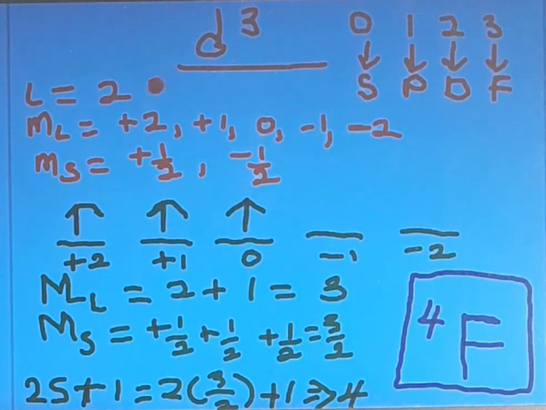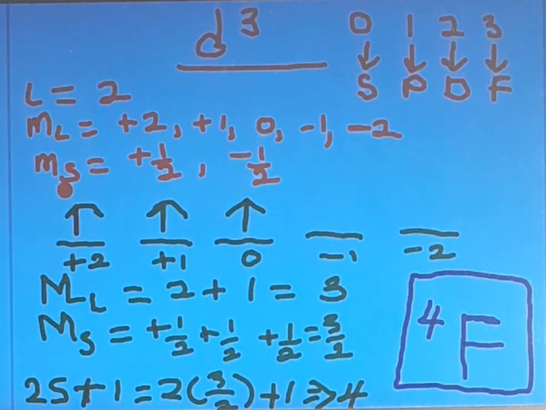So for D3, we know that the L, which stands for the angular orbital quantum number, is 2. Then for the magnetic quantum number, it starts from plus L, 0, and negative L. So in this case, since the angular orbital quantum number is 2, the magnetic quantum number starts from plus 2, plus 1, then we have 0, negative 1, up to negative 2.